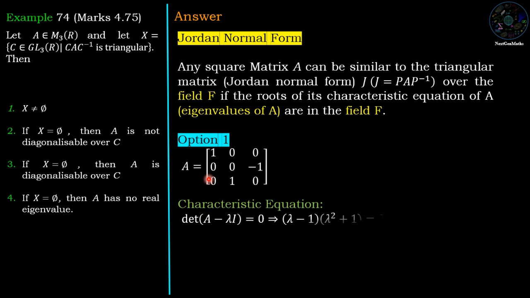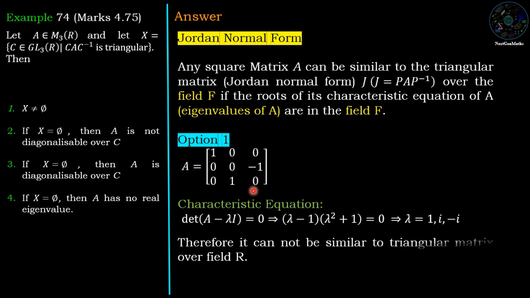Its characteristic equation is determinant of A minus lambda equal to 0. So we have (λ − 1)(λ² + 1), so it has three eigenvalues: 1, i, −i. So we have two complex eigenvalues. So the roots of the characteristic equation, or eigenvalues, are not real. Therefore, we are not able to find C such that CAC⁻¹ is triangular over R. Therefore, X is empty for this particular A. And the first option said that X is not equal to empty, which is wrong.